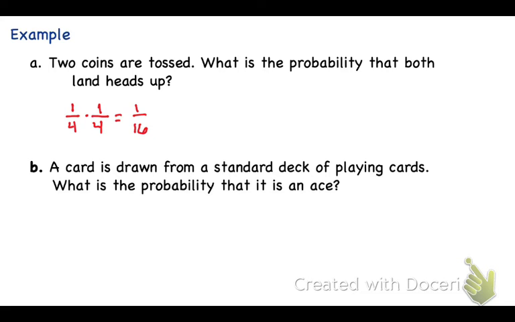Wait, I did the wrong problem. I will tell you what I did wrong. I took one coin and flipped it. What's the probability of getting heads? 1/2. And then I took another coin and flipped it. What's the probability of getting heads? 1/2, which is 1/4. But that is not what this question was, because I mixed the two together. I put 1/4 times 1/4, correct?